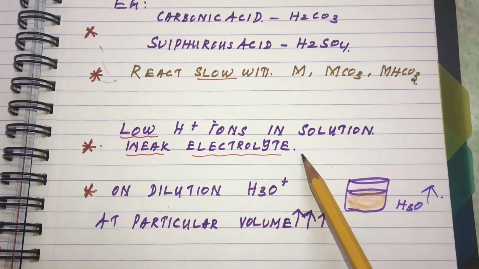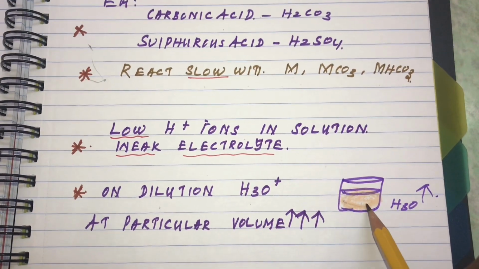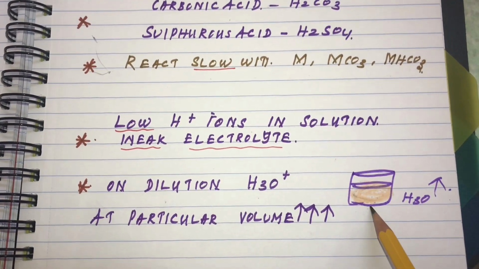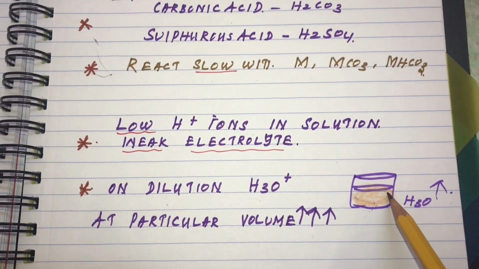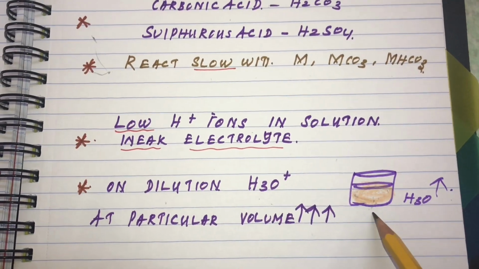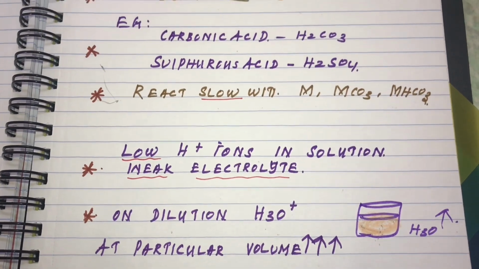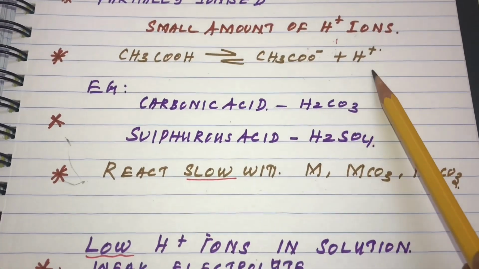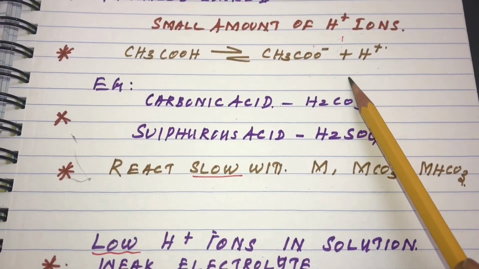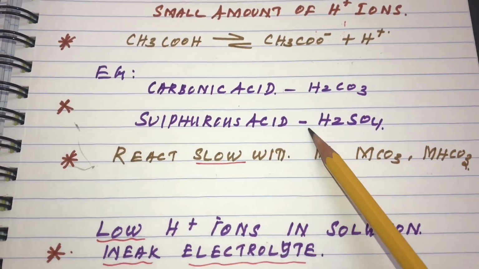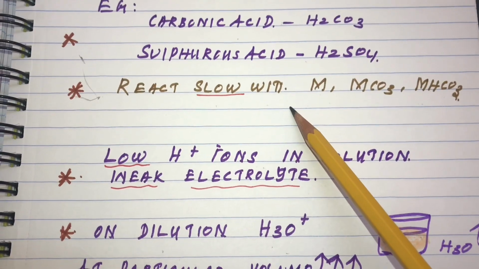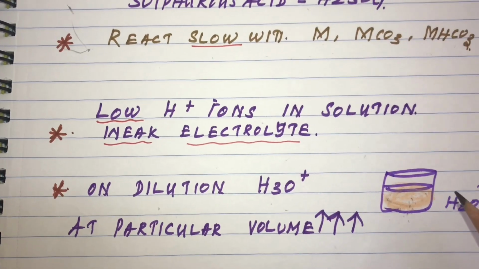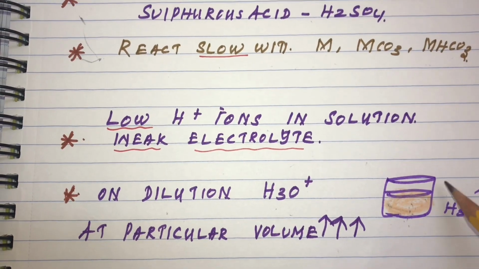But if we dilute, adding more water to a specific volume of acid, the number of H3O plus ions in that volume will increase. To summarize weak acids: they are partially ionized and give fewer H plus ions, like the partial ionization of acetic acid. They react slowly with metals and metallic salts, have low ionization, and are weak electrolytes. On dilution in a particular volume, the H3O plus ions increase.